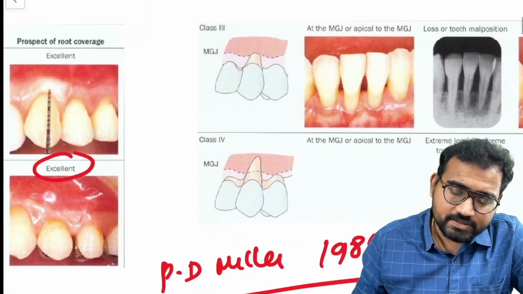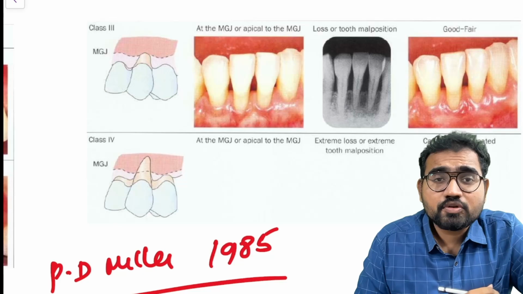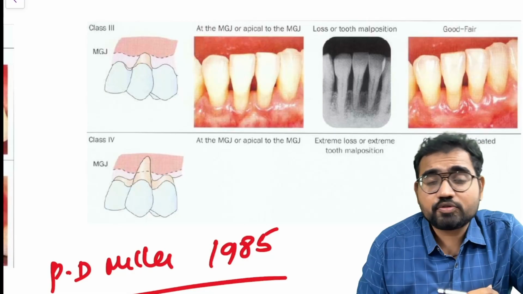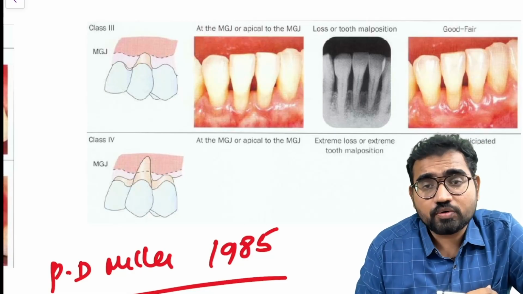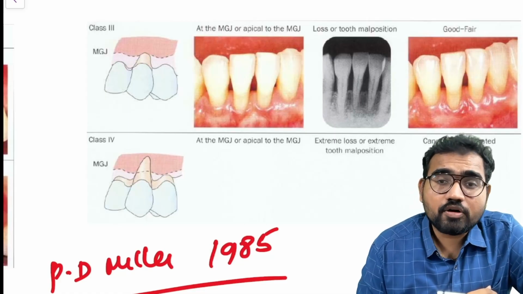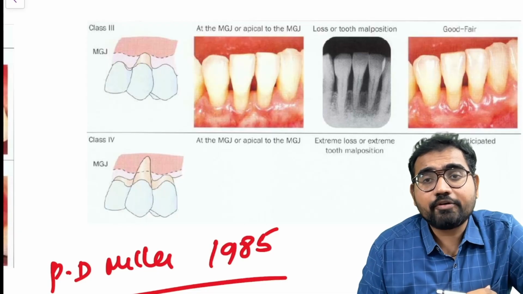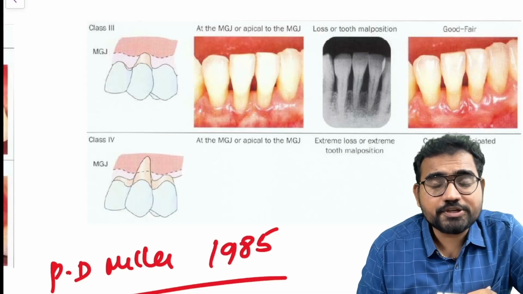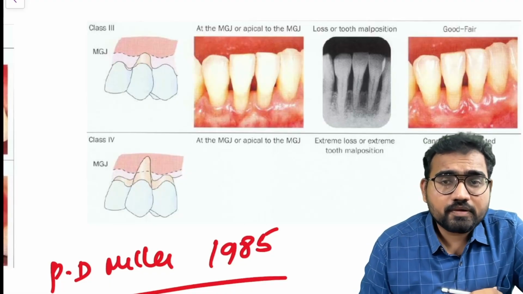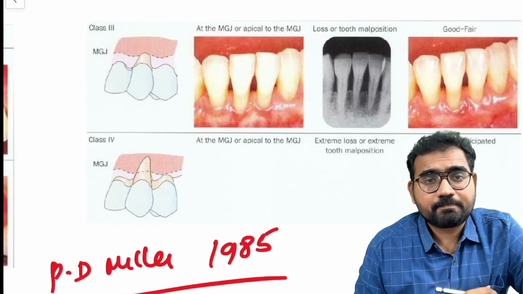Class 3 is patients having marginal tissue recession extending beyond the mucogingival junction, and also there is presence of interdental bone loss and soft tissue loss, clinically and radiographically. So for these patients we can expect 50% of root coverage when we take them up for treatment.